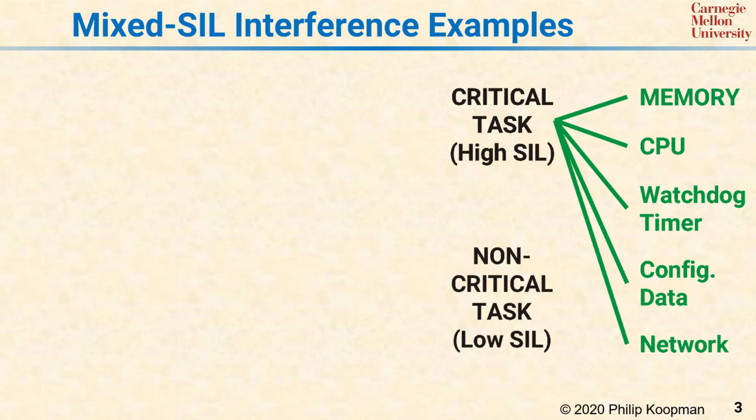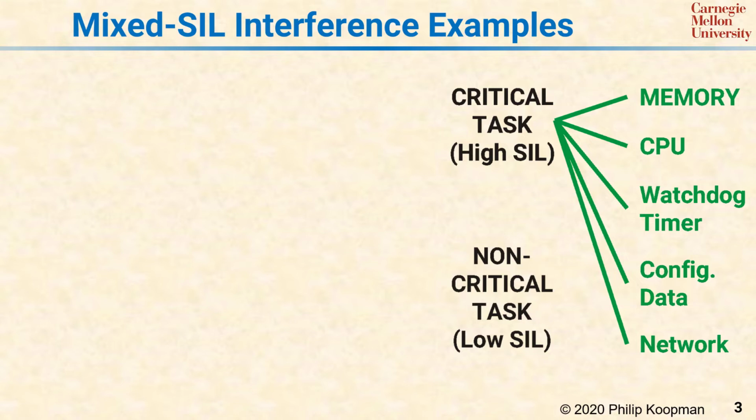We need to assume that the non-critical task has a lower level of software quality because a less rigorous engineering process was used to create it, according to the lower SIL assigned to it. That means that lower SIL task could have bugs that affect the operation of the critical task.